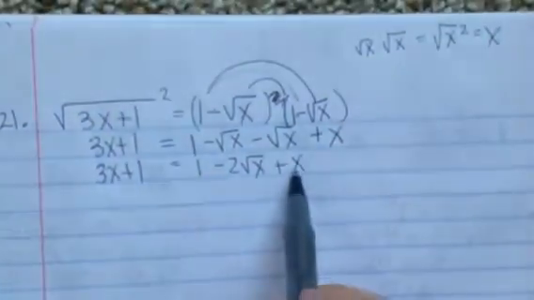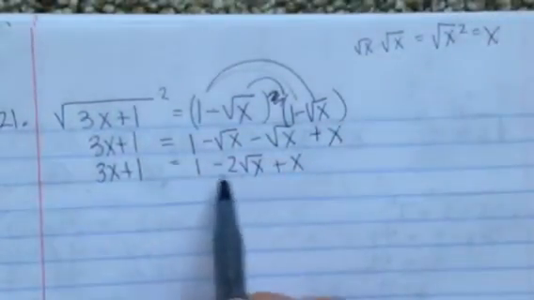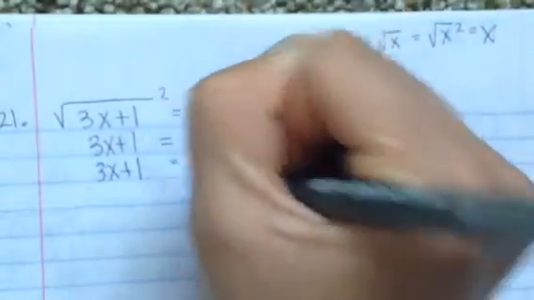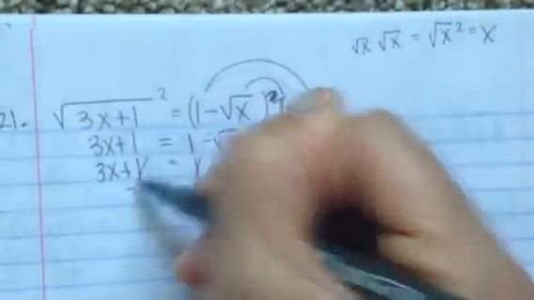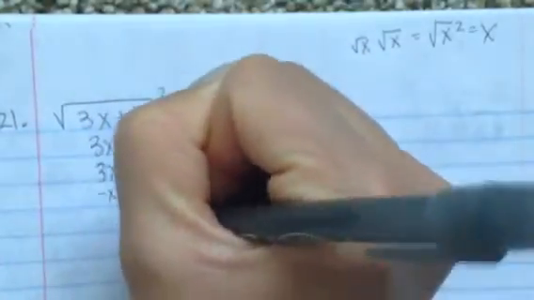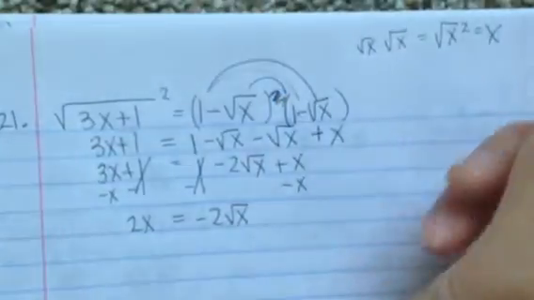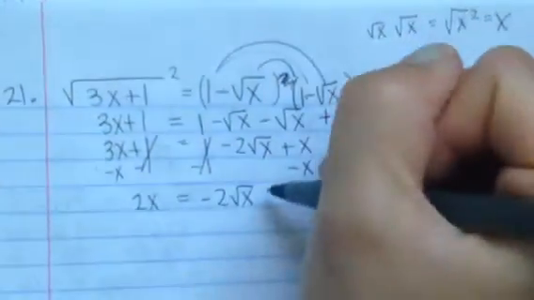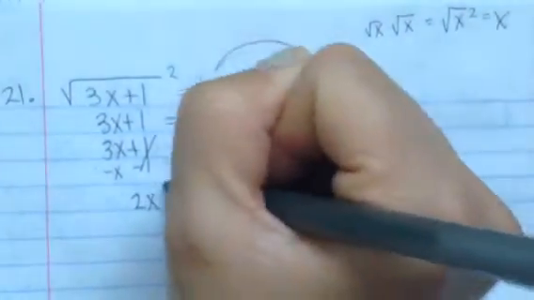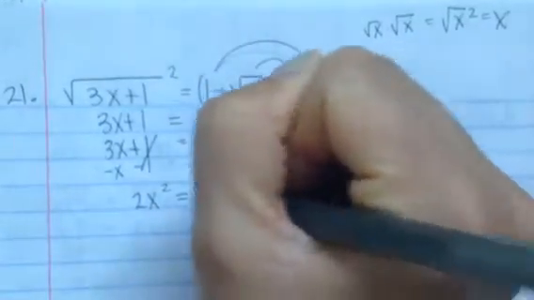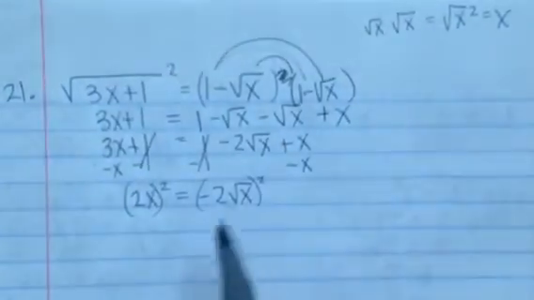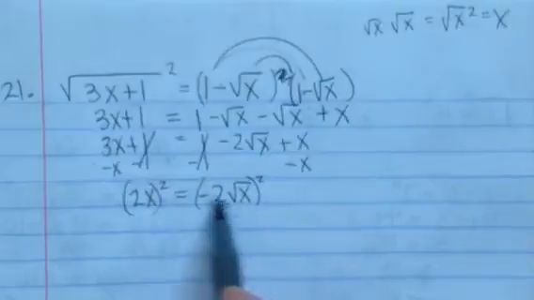And then I'm going to get all of these like terms on this side, so I'm going to minus 1. And if you minus 1, that actually goes away. Minus an x. So we get 2x equals negative 2 root x. Okay, and then there's a root there, so we're going to have to square both sides again. Now I put parentheses around it because there's more than one thing there.